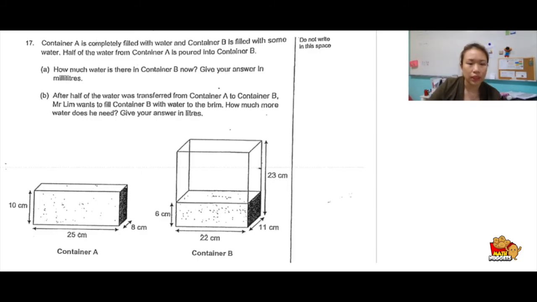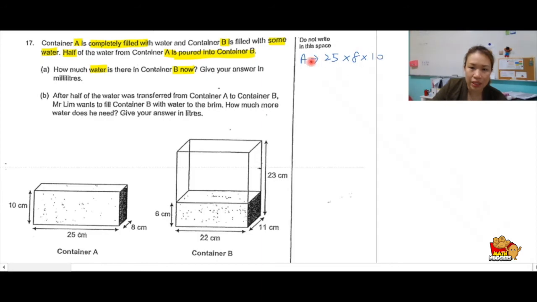Question 17. Container A is completely filled with water. Container B is filled with some water. Then half of A was poured into B. So then we want to find out how much water is there in B now. So half of A, right? So okay, let's find the total amount of water in A then. So A would be 25 times 8 times 10. 2,000 cubic centimeters of water inside A. So half of that would be 2,000 divided by 2. Okay, which is 1,000.